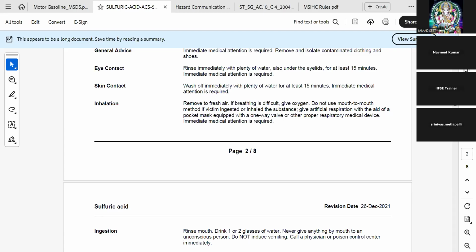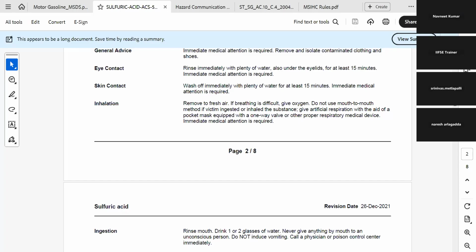oxygen support. And do not use the mouth to mouth method in case the victim has injected or inhaled the substance. Give artificial respiration with the aid of a pocket mask equipped with a one-way valve or any proper respiratory medical device. So in case a person is unconscious, if he consumed this sulfuric acid, you are not supposed to give mouth to mouth respiration. It is nothing but CPR, cardiopulmonary resuscitation. So you are not supposed to do CPR.